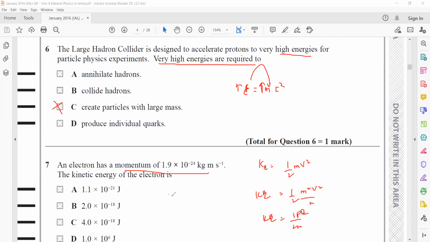So this is a formula which relates momentum and kinetic energy, but we need the kinetic energy. So the kinetic energy will be equal to p squared over 2m, where p is the momentum and m is the mass of the electron, which is 9.11 × 10^-31 kg. You can use the constant, m is there and p is there. When we substitute the values, it will come out as 2 × 10^-18 joules kinetic energy.